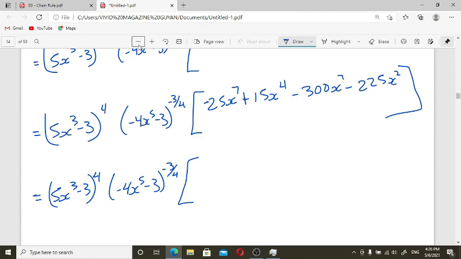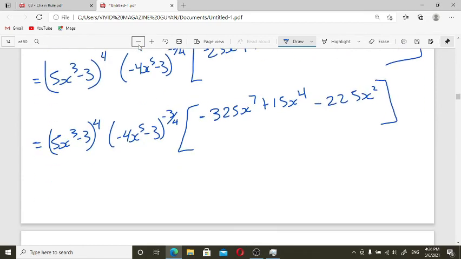Just a quick second. Oh, I did it another way. Alright, just give me a sec. So minus 25, minus 25 minus 300, minus 325. Alright, so this is minus 325x to the 7th plus 15x to the 4th minus 225x squared.